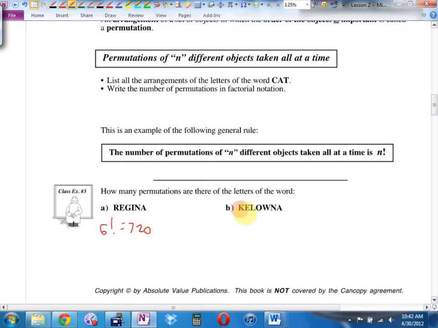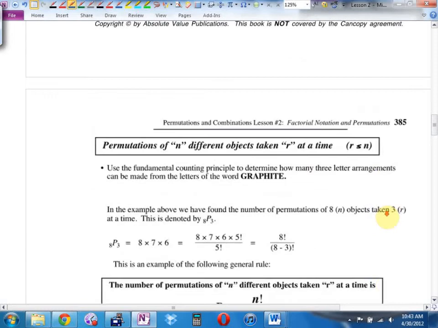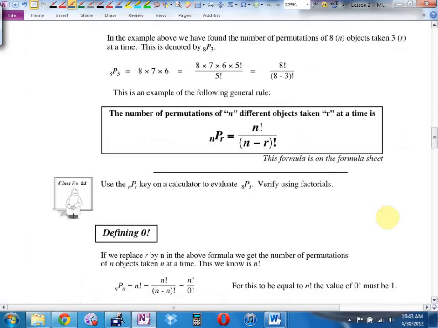How many permutations are there of the word Kelowna? How many letters are there in the word Kelowna? 7? Are they all different? 7 factorial, which is 5040. Here is your nPr formula, your permutation formula.